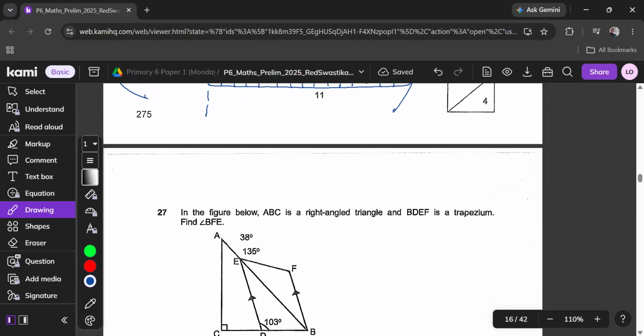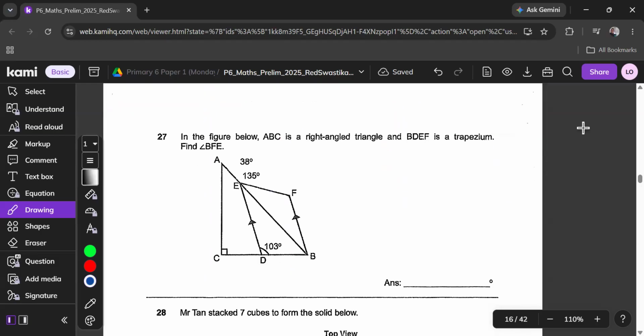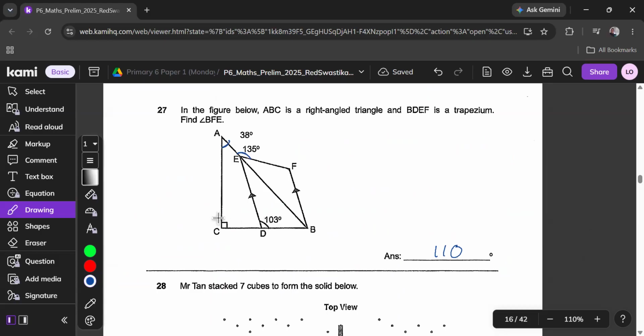Done? Okay, question 27. Now this one, the picture is not clear. So it's 110. Where is 135? Here. Okay, that's 135. Where is 38? Yeah, so some of you actually guess. So you can actually guess where the angles are. Okay, so there's a right angle, which is 90, and put the question mark, BFE, which is here. So that's the question mark.